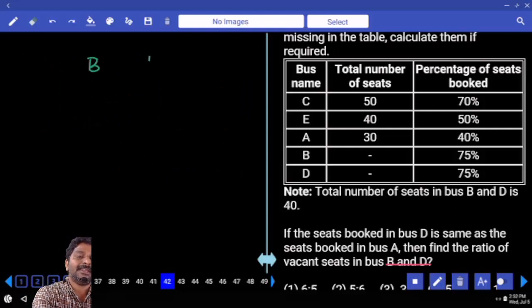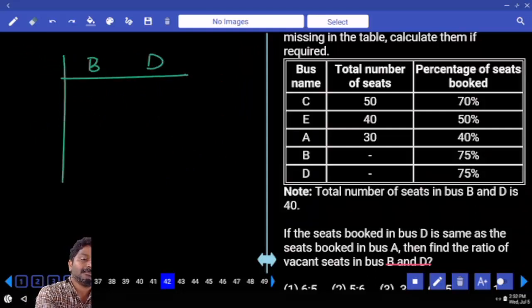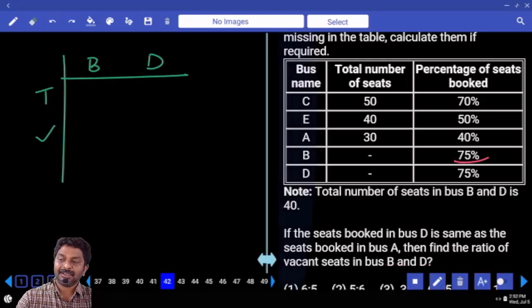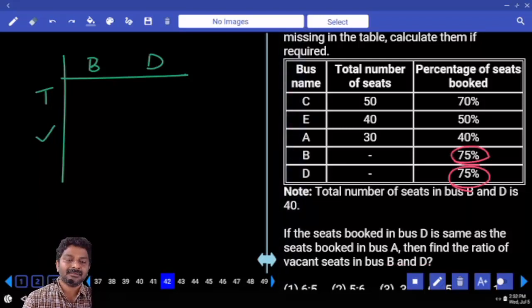Now in B and D, the sum of both is 40, right? Which are booked? Go to the percentage concept. In B, 75%. Here also 75%. So now vacant are 25%, 25%.